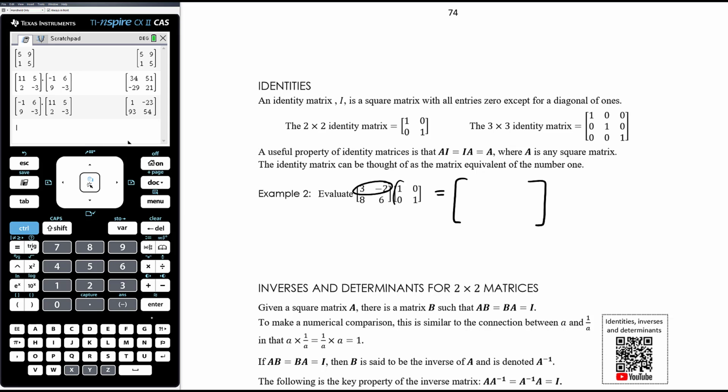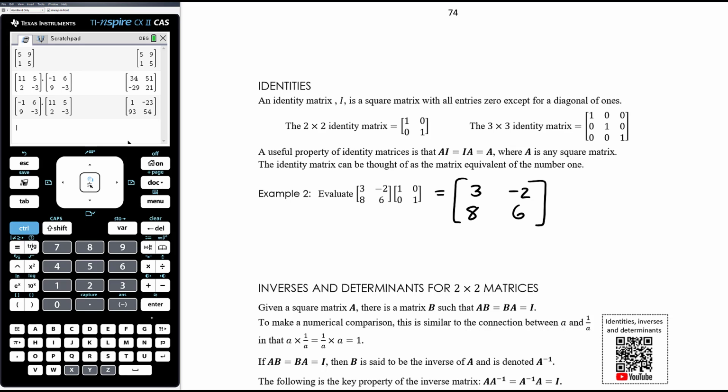So top row times left column goes in the top left. Okay, so it's 3 times 1 plus negative 2 times 0, and so that's just 3. Okay. Top row times right column goes in the top right. That's 3 times 0 plus negative 2 times 1, so that is negative 2. Bottom row times left column. 8 times 1 is 8 plus 6 times 0, so we just have 8. And then bottom row times right column, 8 times 0 is 0 plus 6 times 1 is 6.